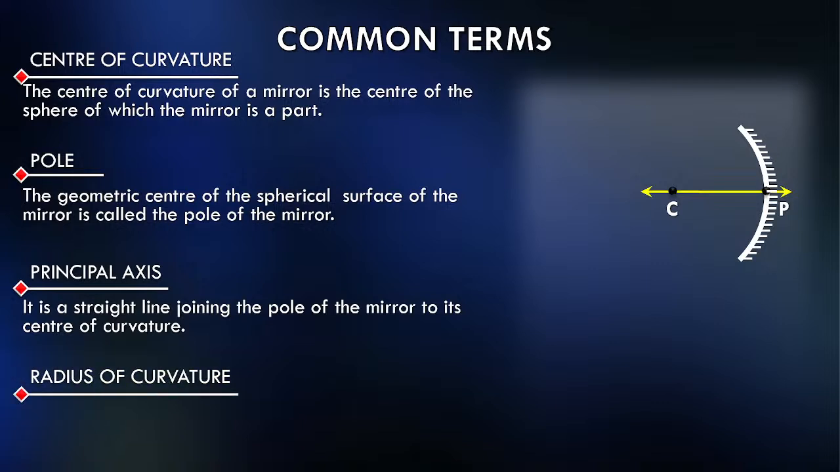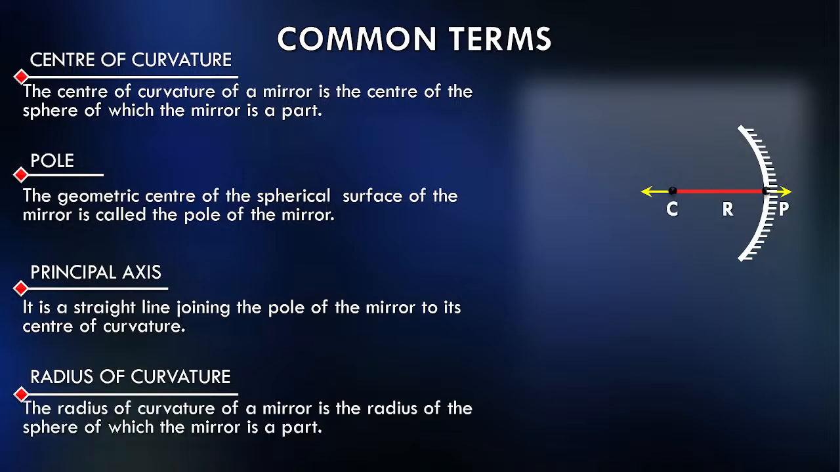Okay, main axis. Next, radius of curvature. Look at this. Can you see the red line which I am drawing here now? CP. This is called the radius of curvature. This is noted as R. Okay. So what are the common terms here? Radius of curvature. Okay, so these are the common terms.